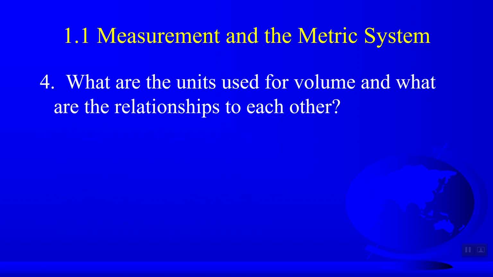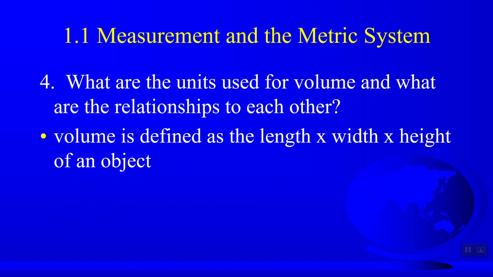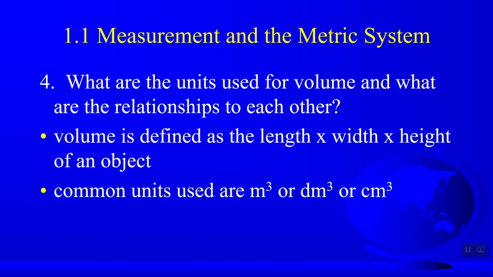So what are the units used for volume, and what are the relationships to each other? Volume is defined, once again, as length, width, and height of an object. So the common units are cubic meter, which is too big, cubic decimeters, and cubic centimeters, which are what we're going to use. And cubic decimeter, that's SI, but you probably are more familiar with the metric version of it. That's a liter. So a 2-liter bottle is going to have 2 cubic decimeters in it. And a cubic centimeter is a milliliter. Same thing.